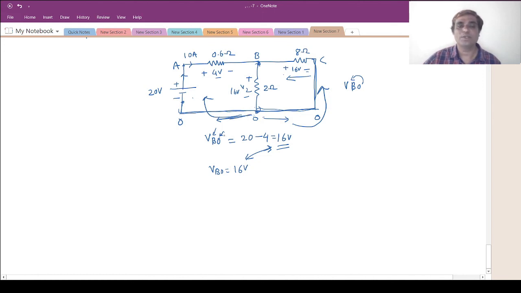Go from the second point: if I am writing A and B, go from point B and reach A, and add up all the voltages. This way also you can do.